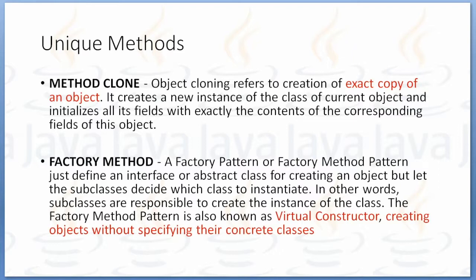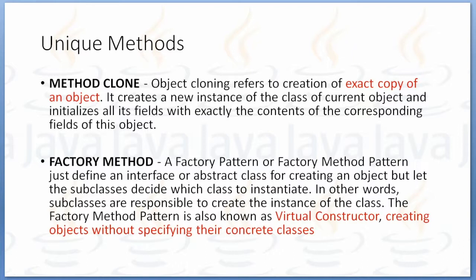Method clone. Object cloning refers to the creation of an exact copy of an object. It creates a new instance of the class of the current object and initializes all its fields with exactly the contents of the corresponding fields of this object. So method clone is an exact copy of an object.